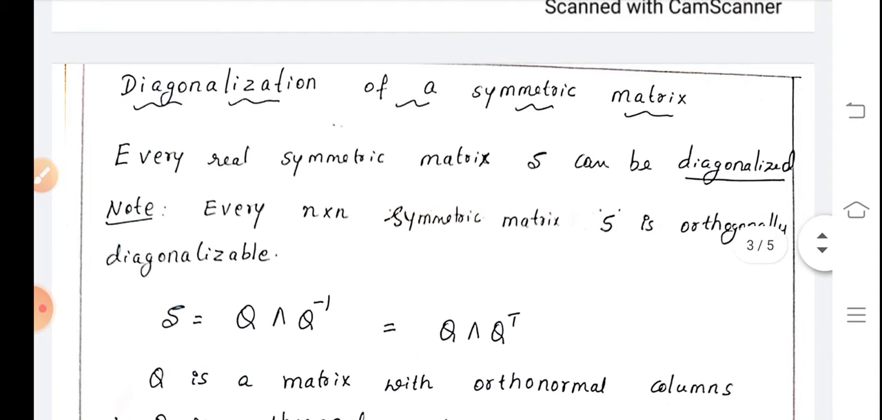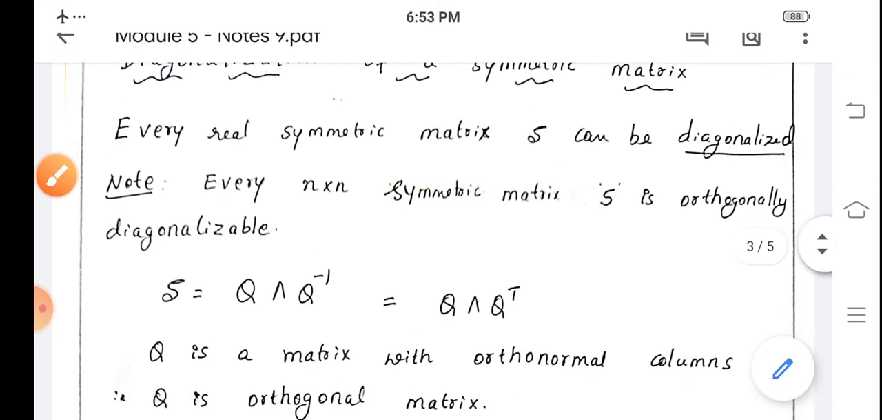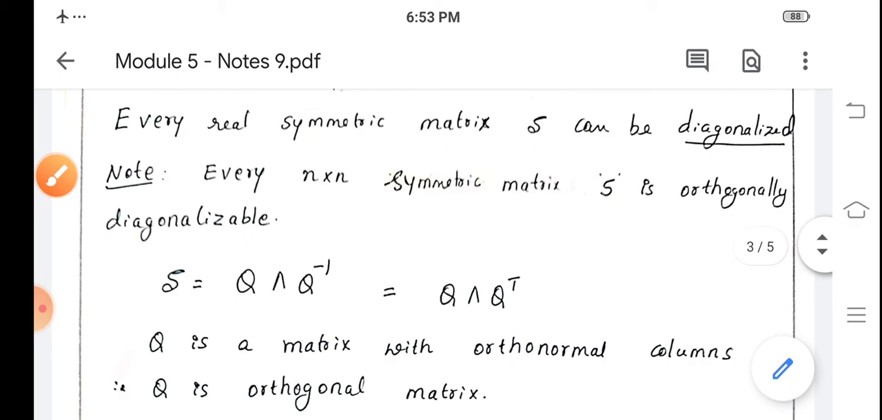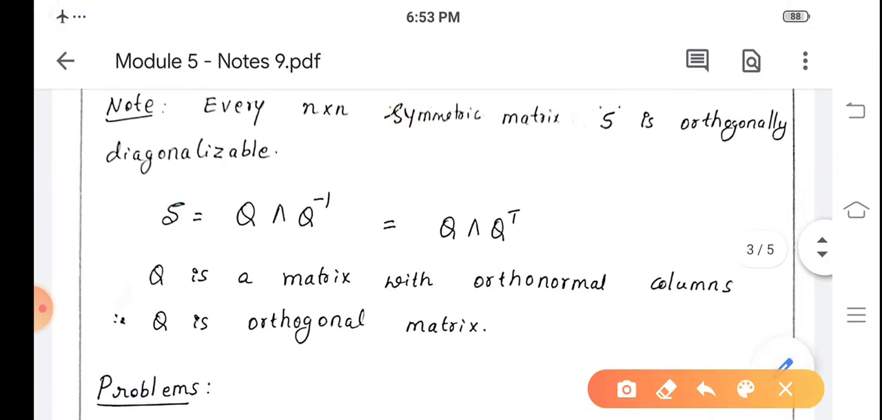Now next we shall discuss diagonalization of a symmetric matrix. Every real symmetric matrix can be diagonalized. Suppose we have an n by n symmetric matrix. Then every n by n symmetric matrix is orthogonally diagonalizable. That means we can write the symmetric matrix S as S equal to Q capital lambda Q inverse.